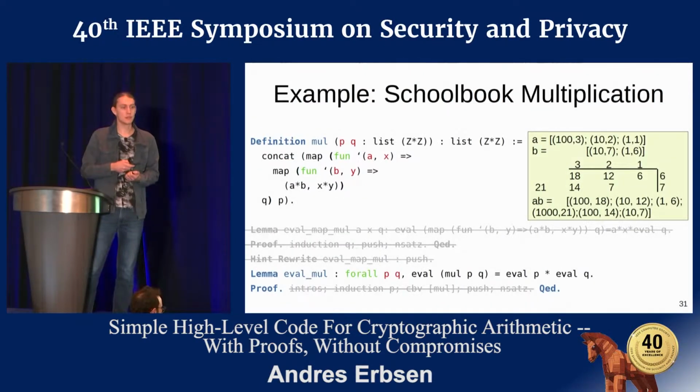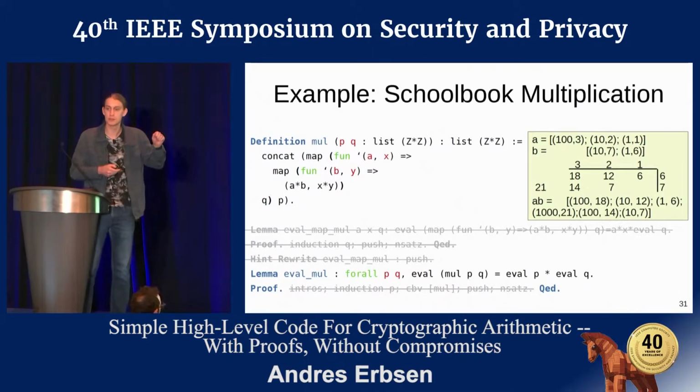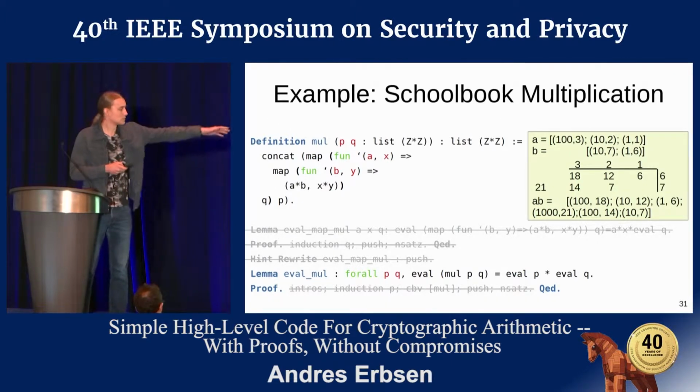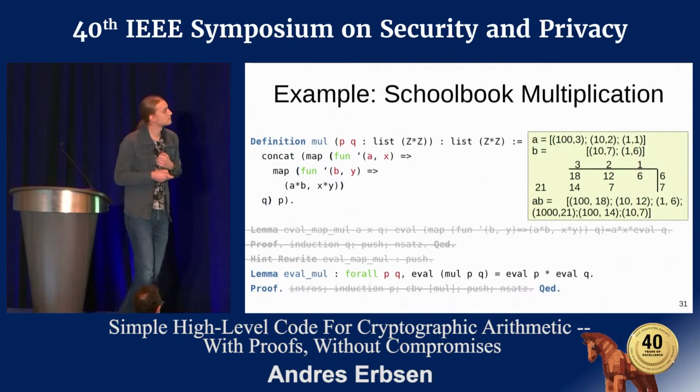Here is some example code that uses this representation, and it is not a toy example. This implementation of schoolbook multiplication was actually used in the demo that I showed earlier. It's 4 lines of code. The proof is also on the slide, even though it's grayed out, and I do not recommend trying to read it, but it's that short.